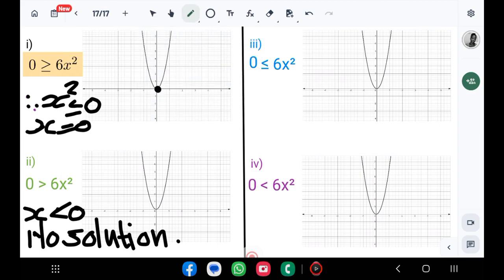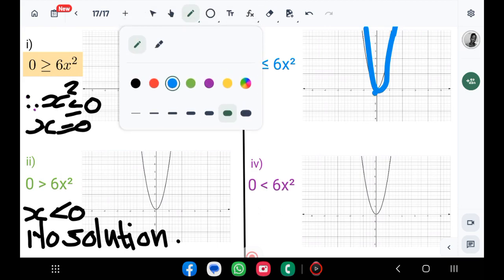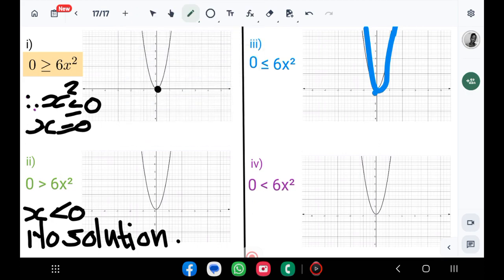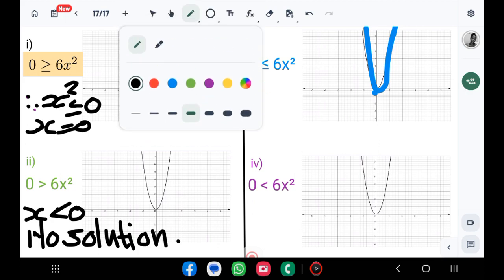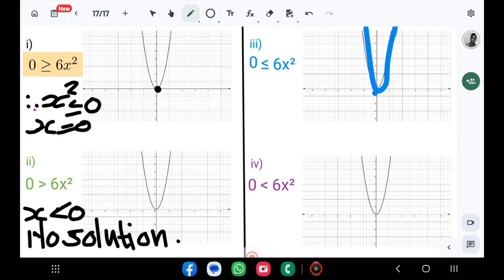It's everywhere on the graph, including your 0. That's where it is applicable. So when you present that in an inequality, you write it like this: x is an element of all real numbers. X maps x such that x is an element of real numbers. There is no restriction here.